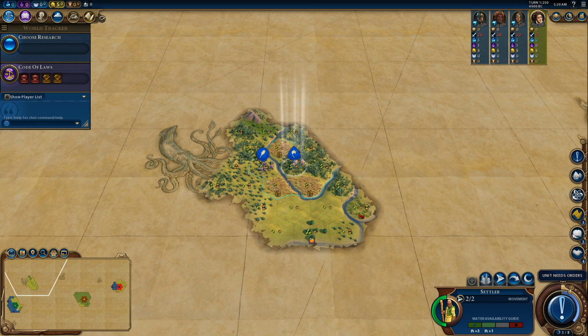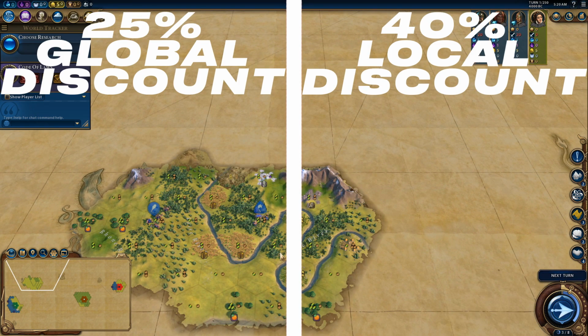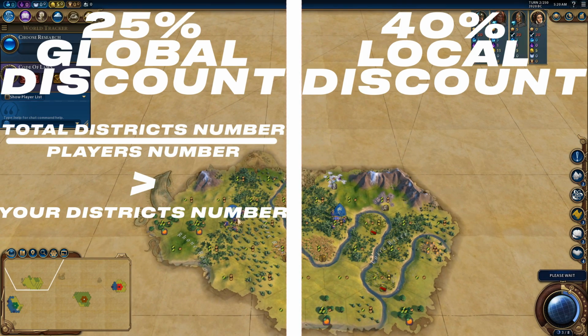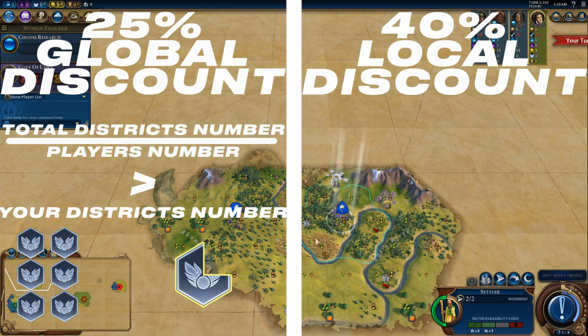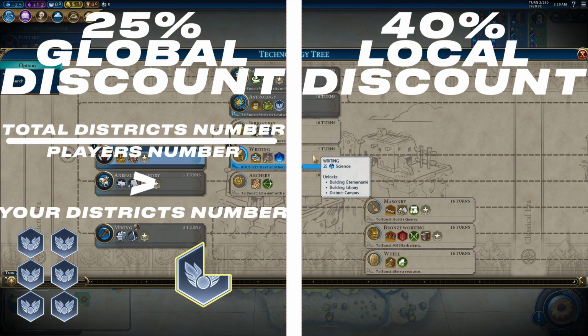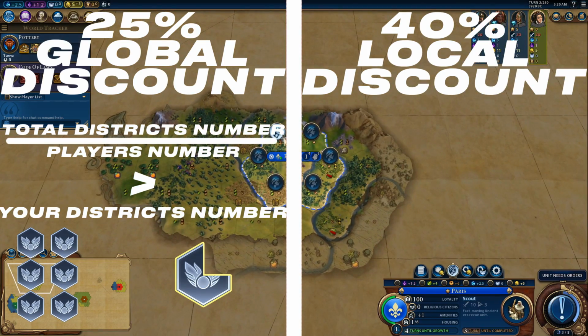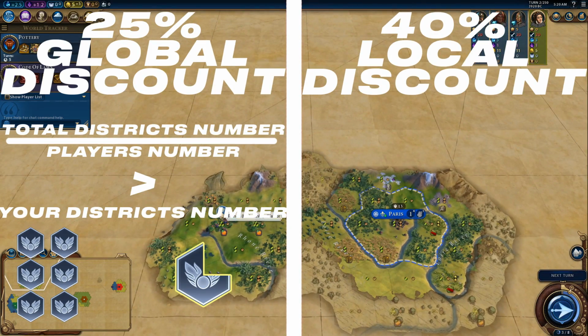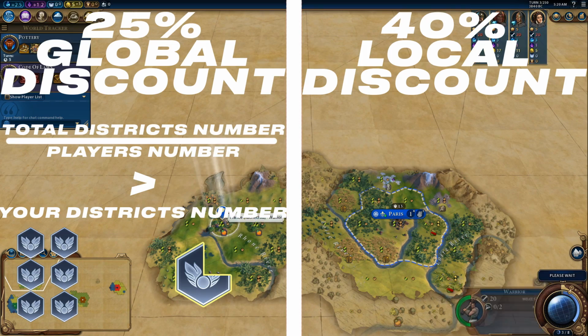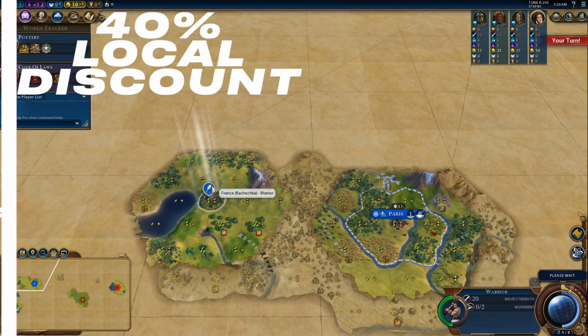The game has two types of district discounts, global and local. Global is a 25% discount based on the average number of districts per player. For example, if in an FFA 6 game 6 holy sites were built and you have none, your first holy site will cost 25% less. But that type of discount is super boring, you have no control of it and will most likely use it rarely. So let's take a look at how the 40% local district discount works.